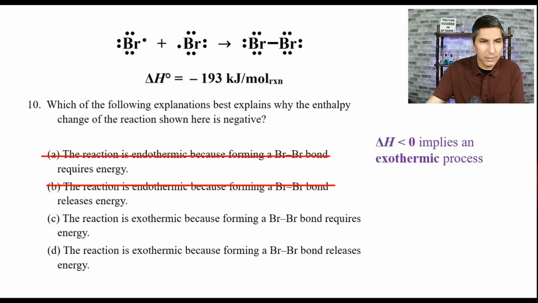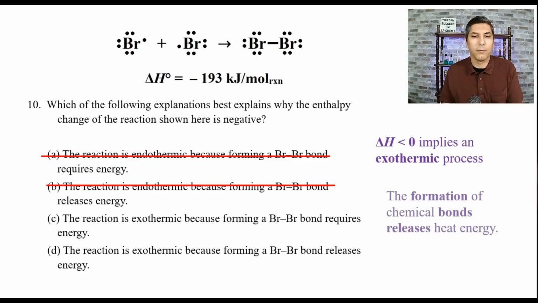Now we also notice that if we look at the equation here, it looks like we're forming a bond between these 2 atoms. We have Br and Br atoms, and we're forming a chemical bond. Now we should know that whenever you form a chemical bond, that releases energy. Forming chemical bonds release heat energy. Now, we know that breaking chemical bonds absorb heat energy. And so that's why the answer here is choice D. The reaction is exothermic because forming a bromine-bromine bond releases energy.